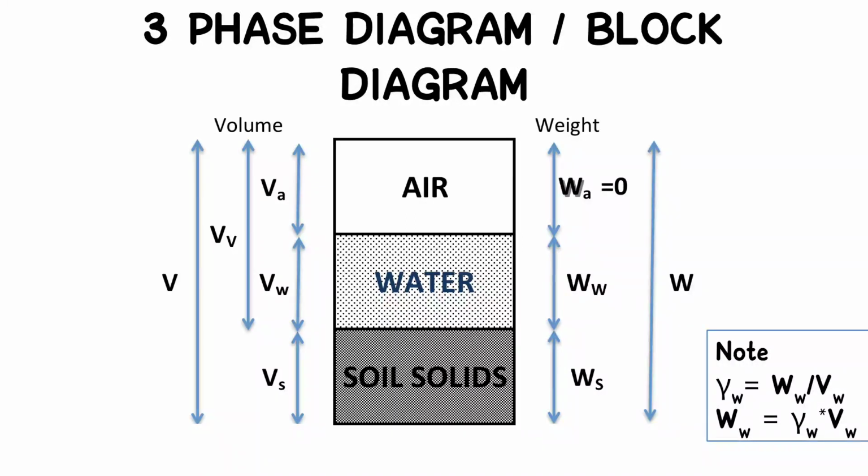Similarly, the weight of solids is represented as Ws. The total weight, that is Wa plus Ww plus Ws, which is effectively Ww plus Ws, will be taken as capital W.